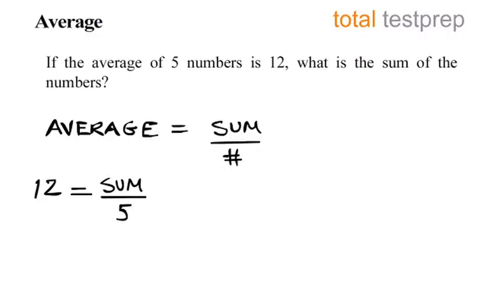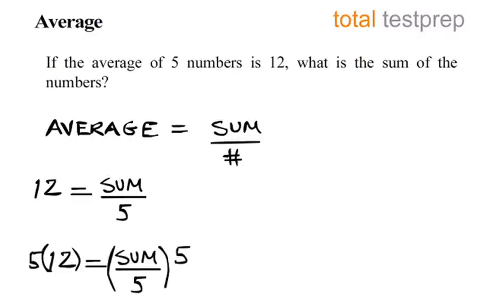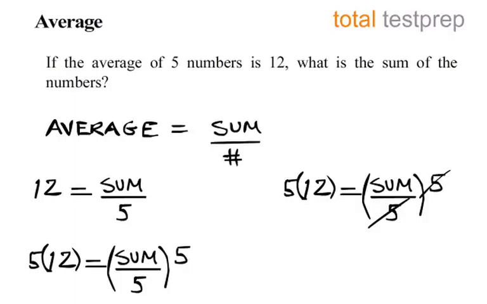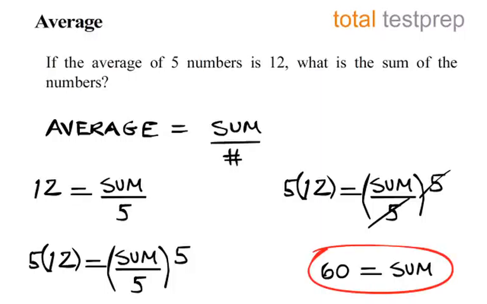So here we have that 12 is equal to the sum divided by 5. We multiply both sides of this equation by 5. The 5's cancel out. And on the left side we just get 5 times 12, which is 60. On the right side we get sum. So it turns out that the sum is equal to 60. Once again, whenever you have an average question, set up this formula and then plug in the values that you know, whether it's average and sum, or average and number, or sum and number. Let's take a look at another question. So in this case the answer is 60.